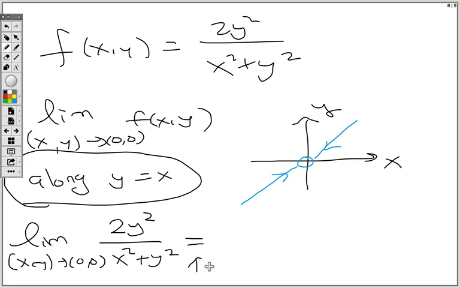Equals, now we're going to come along the path y equals x. All right? So if we're coming along the path y equals x, that means I can substitute everywhere I see a y, I can substitute an x, or vice versa. But I'm going to sub in everywhere I see a y, I'm going to plug in an x.